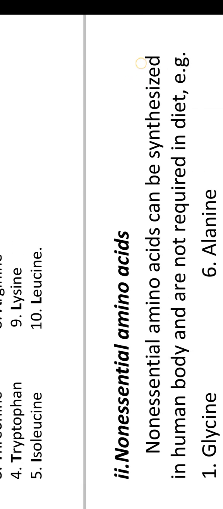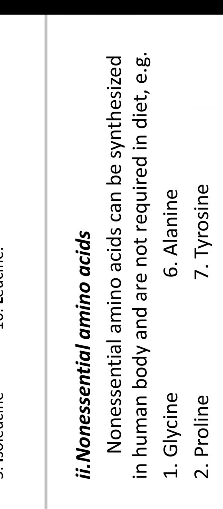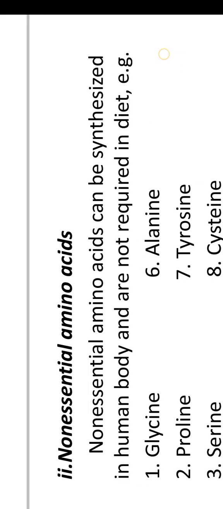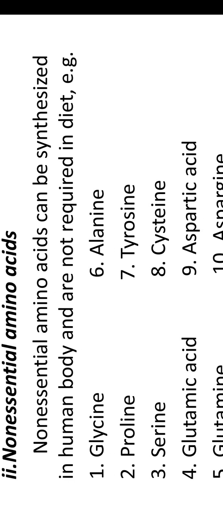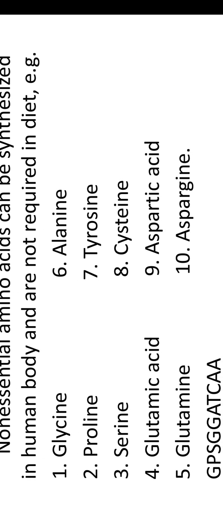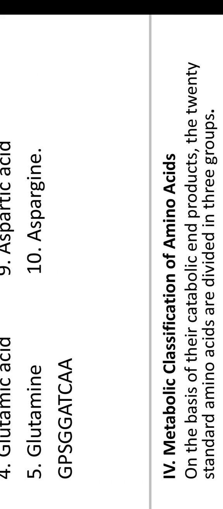That is very important. Next one, non-essential amino acids can be synthesized in the human body and are not required in the diet. This type of amino acid present in our body is synthesized inside of our body, and does not require the diet for synthesis of these types of amino acid. Examples: glycine, proline, serine, glutamic acid, glutamine, alanine, tyrosine, cysteine, aspartic acid, asparagine.